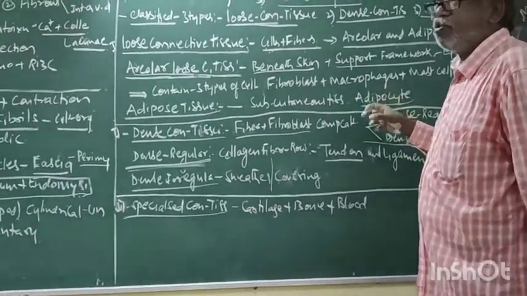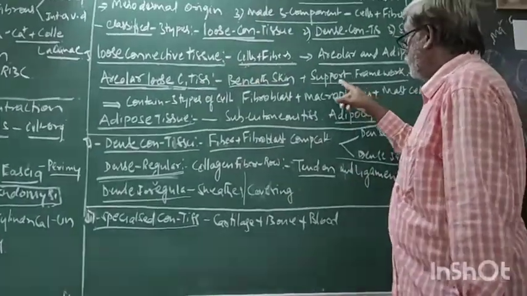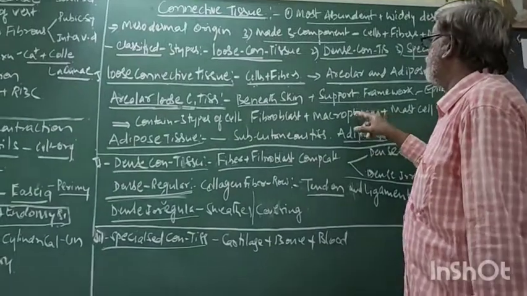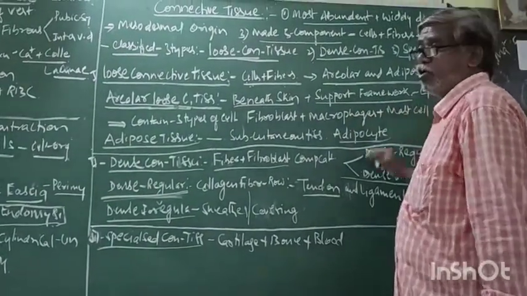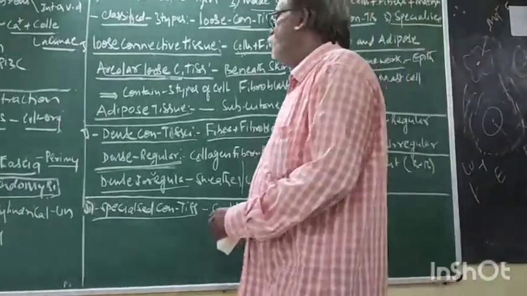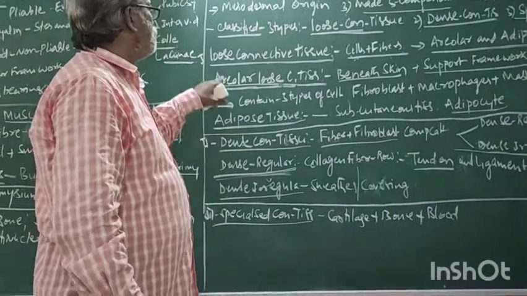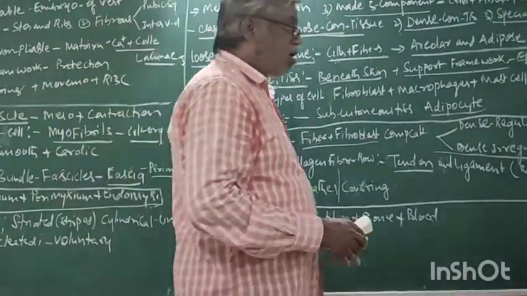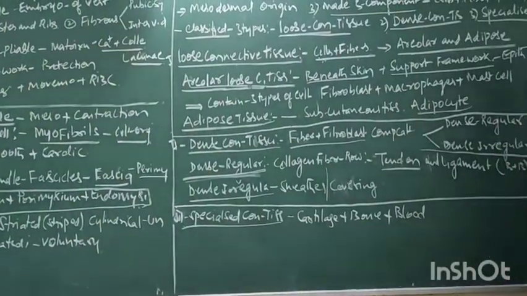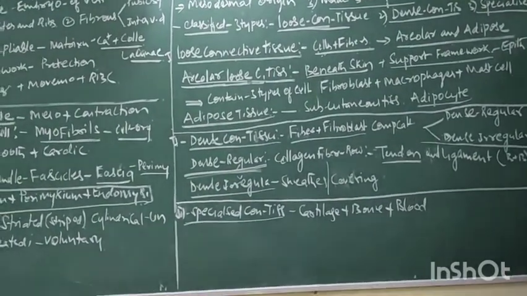Now, what is the function of areolar tissue? It acts as a support framework to the epithelium, which is present below the skin. Now come to the adipose tissue. It is also loose connective tissue. Now this is the cells of adipose tissue.